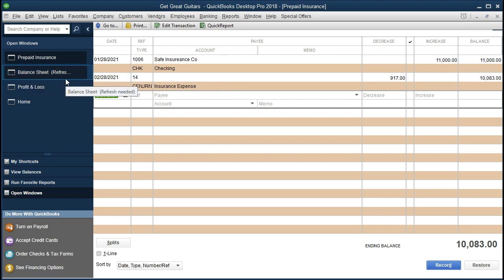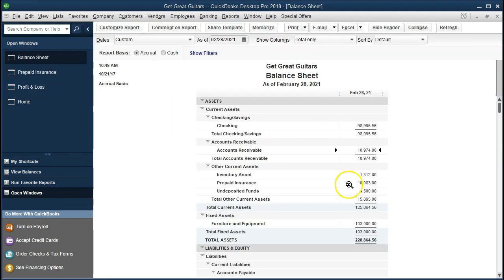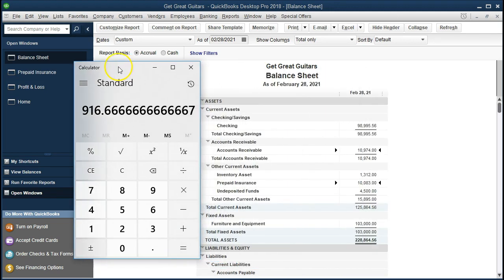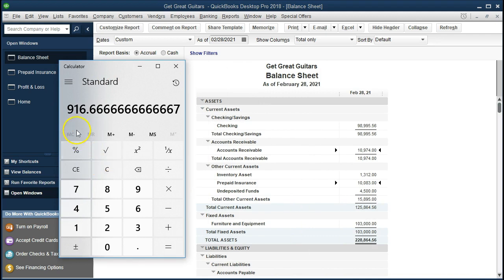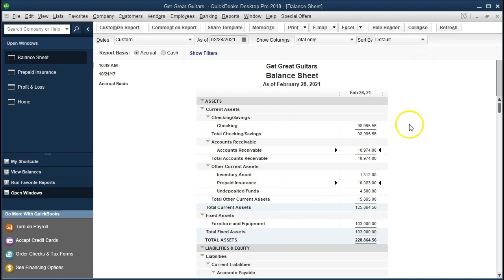What do we want it to do? We want that 11,000 to go down to this number. So let's see that. We'll go to the balance sheet. Here is prepaid insurance. And in essence, what should be left there is 11 months' worth of insurance, right? So we said it was about 916 for each month. If we multiply that times 11, the number of months we have left, we have about 10,083 left that we will be consuming over the next 11 months.